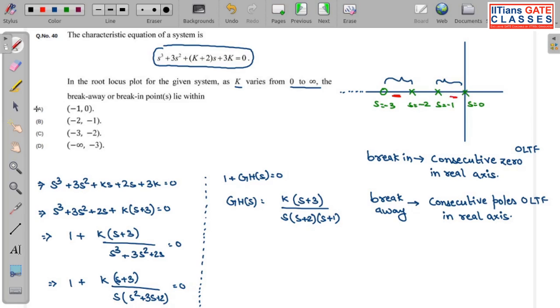So if you see, option A is your answer. You did not have to solve for the value of s in this question. By directly using the concept you can say that in the range between these points, my breakaway point will exist. Now homework for you will be to find the value of s at the breakaway point.